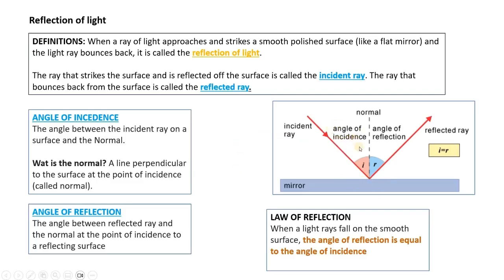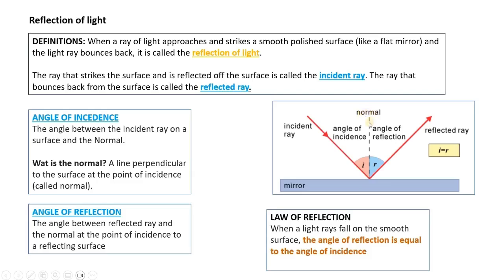Then the angle of incidence. According to the definition, it is the angle between the incident ray on a surface and the normal. It's this pink angle here and it's labeled I. That is called the angle of incidence.